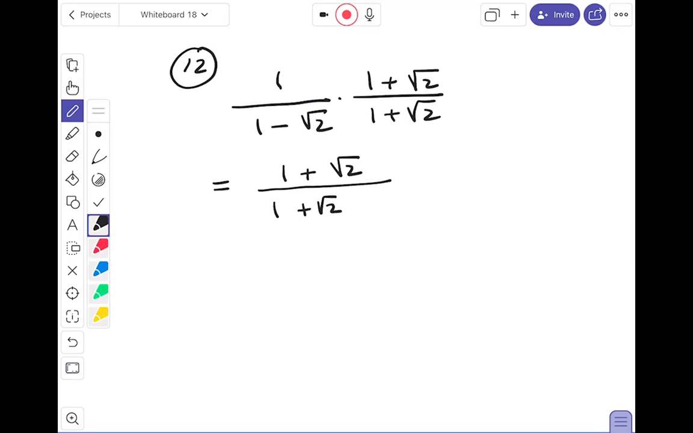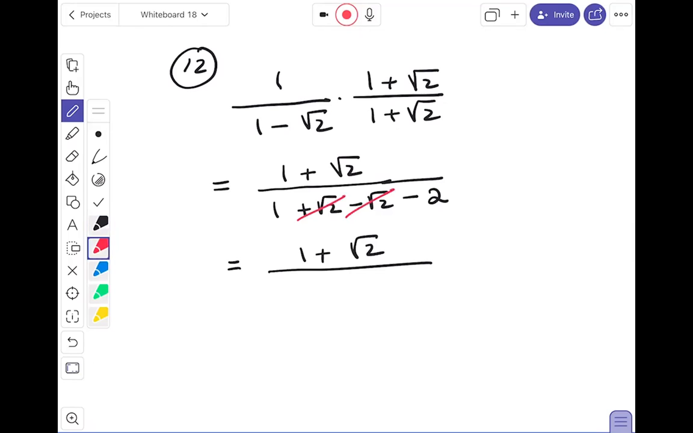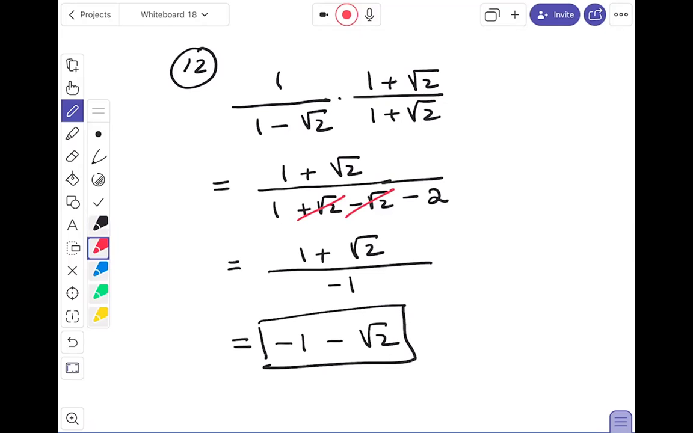But again, on the bottom, 1 plus root 2, I'm using the distributive property of multiplication, minus root 2, minus, well, root 2 times root 2 is just 2. Well, what do you get on top? 1 plus root 2. On the bottom, the two internal terms disappear, and we're left with 1 minus 2, which is just simply minus 1. You're expected to divide through by minus 1. You'll get minus 1 minus root 2. Look at the answer key, and you should be staring at that. It's in the blue area. Go to number 13.